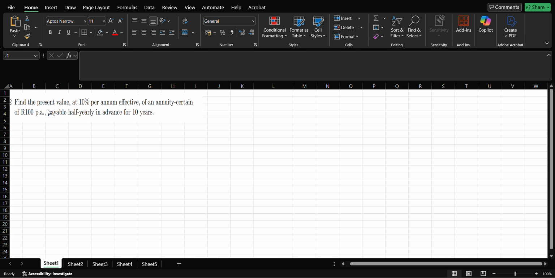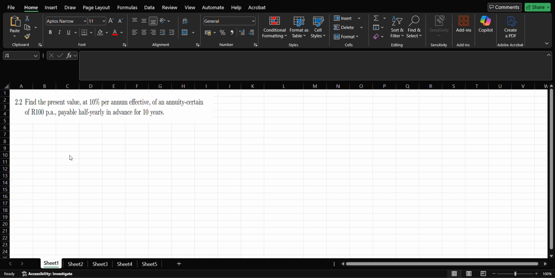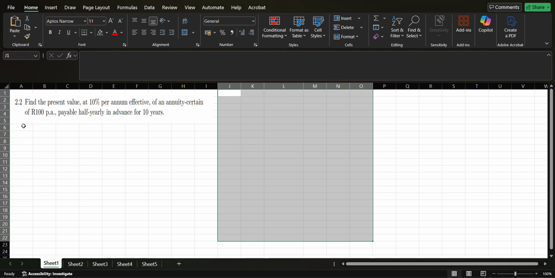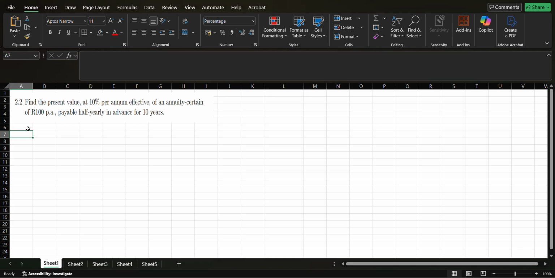Hey guys, so today we're going to be looking at modeling annuities on Excel. Since you guys have learned how to calculate these annuities by hand, we're going to learn how to do them using Microsoft Excel, which is way easier than doing it by hand, and quite frankly, way more enjoyable.